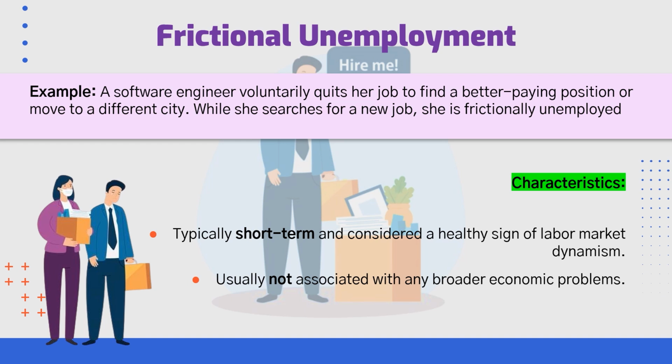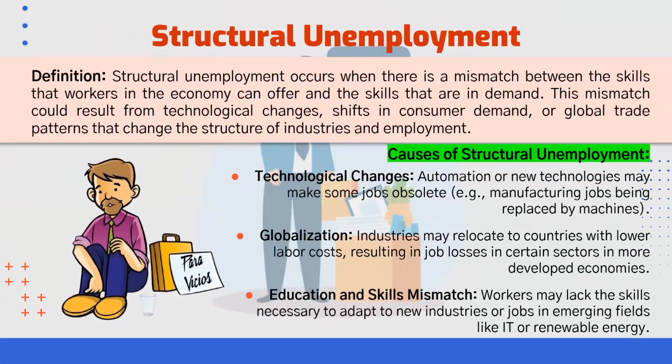Next, we have structural unemployment, which is more serious than frictional unemployment. It occurs when workers' skills do not match the skills needed in the labor market. Usually, it happens due to technological advances, for example, automation and AI replacing traditional jobs, changes in consumer demands, where some industries decline while others grow, or globalization, with companies moving jobs to countries with lower labor costs.